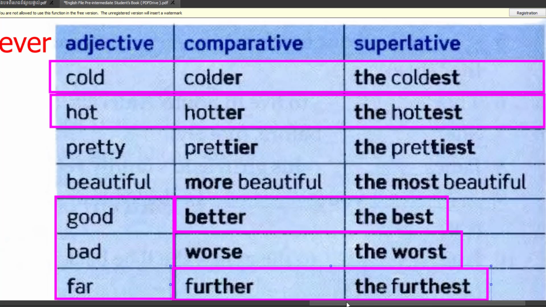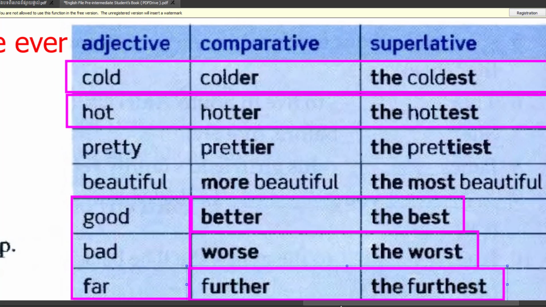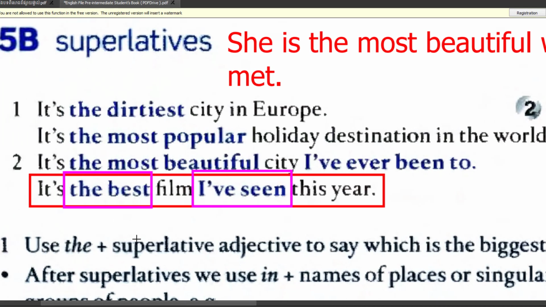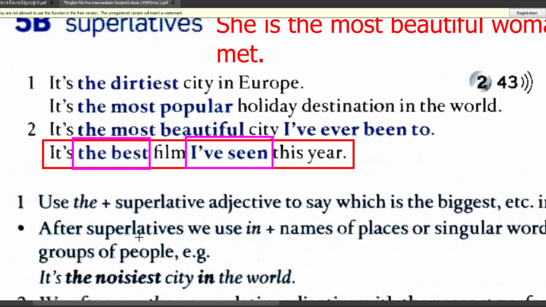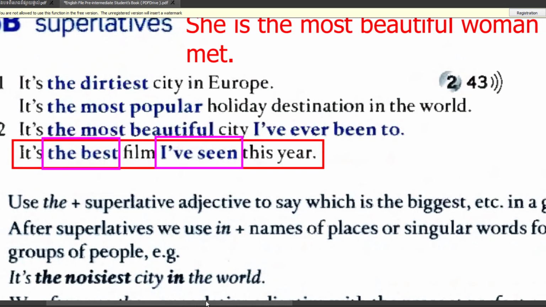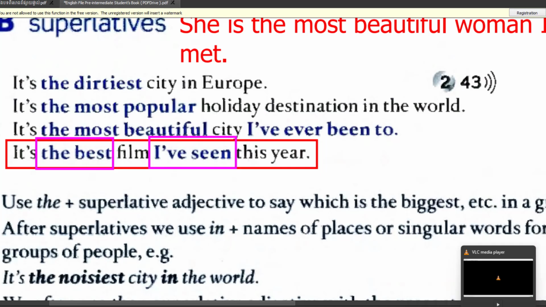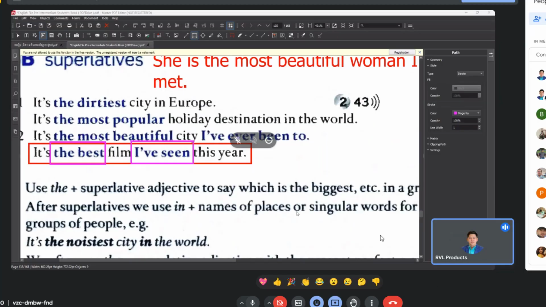Who can tell me how do we use the superlative form? We compare one and one, or we compare one in a group? We compare one in a group, sir. Okay, right. We compare one among a group. For example, in a class, how many students are in the class now? And can you guess who is the smartest?